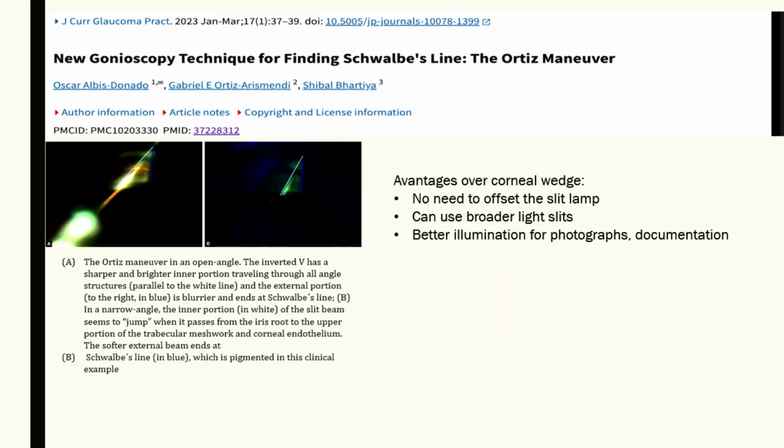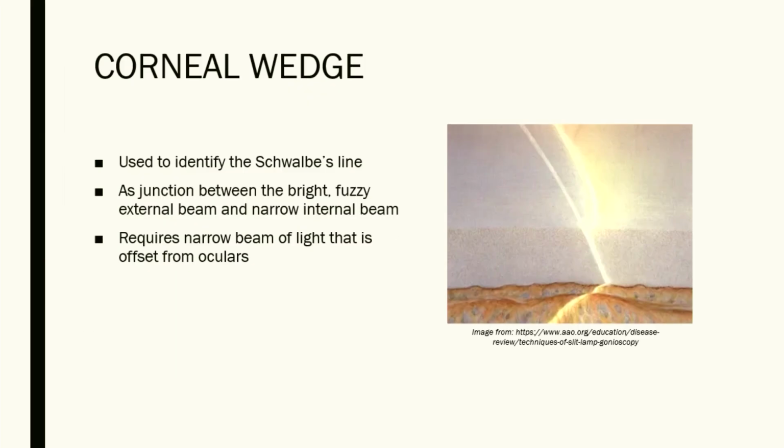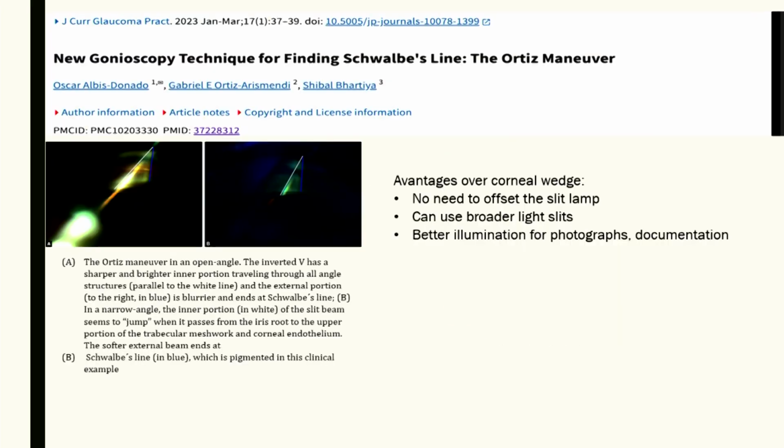There is a new technique that has been described in order to view the Schwalbe's line. It's called the Ortiz maneuver. In this, you do not need to offset the slit lamp, and while in the corneal wedge technique, you can see that we're seeing kind of a Y-shaped thing, here it is an inverted V. So there is a white line and a blue line, they have marked.